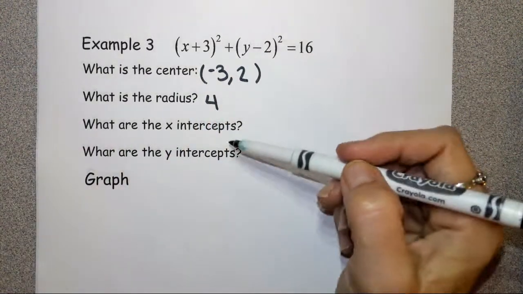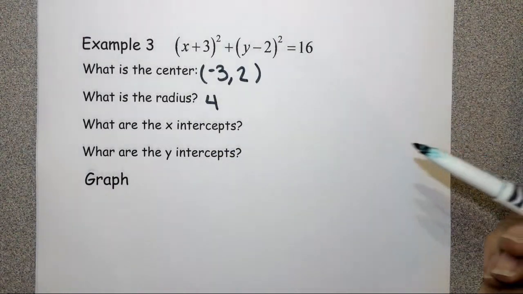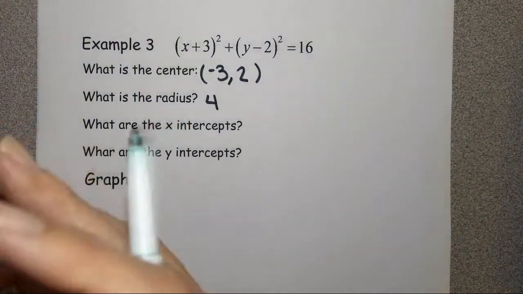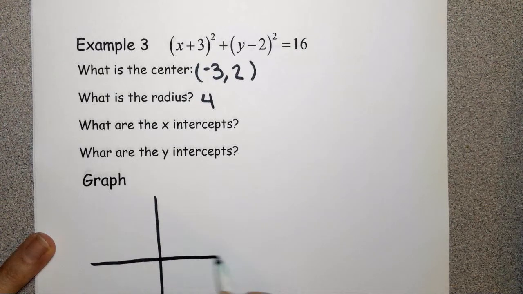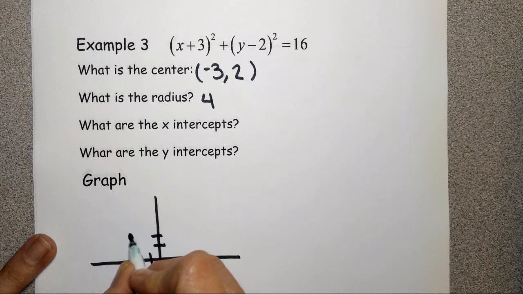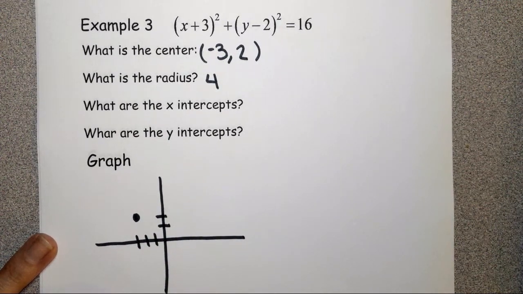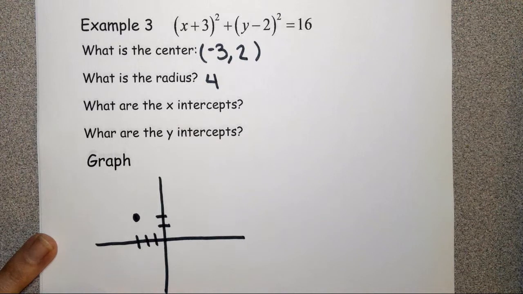Nothing. Okay. Then they want me to find the x-intercepts and the y-intercepts, and they want me to graph it. I'm going to graph it first, because sometimes you can get your x and y-intercepts off your picture. So I'm going to draw a pretty graph, go left 3, up 2, and put a point. That's my center. Because my radius is what number? 4. I have to go left, right, up, and down 4.